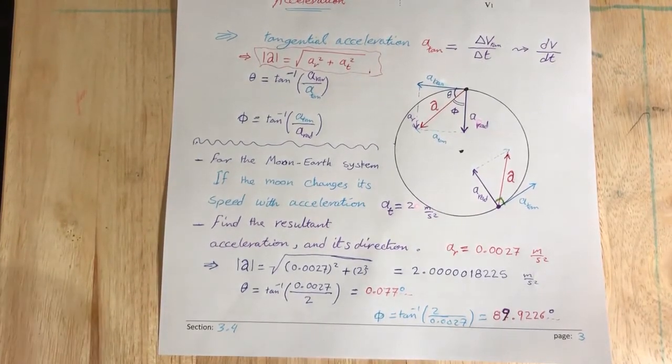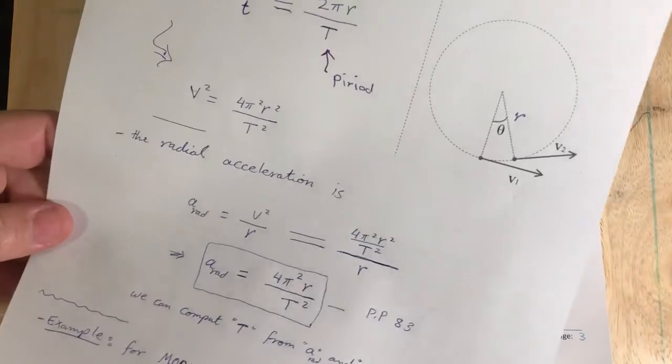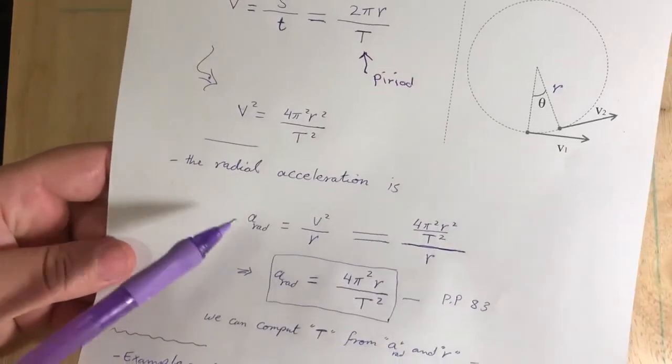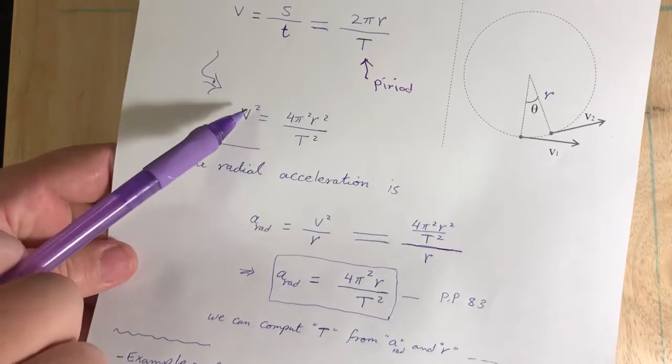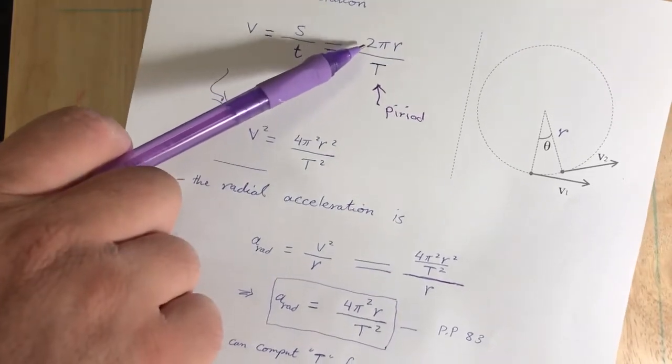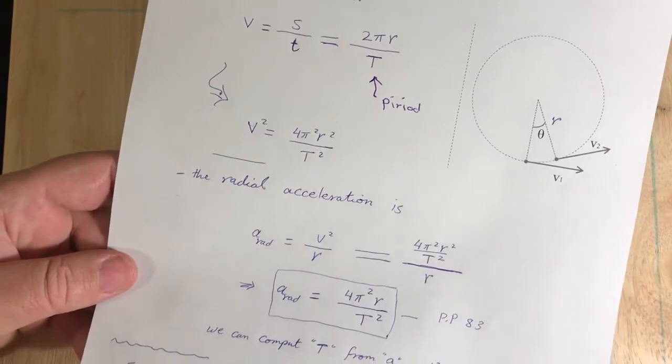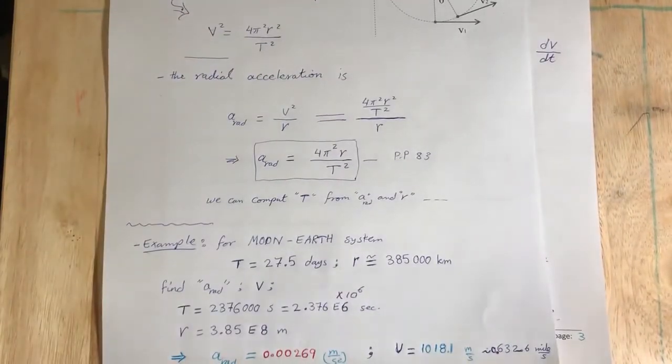We have the most formulas. A radial is equal to V square over R. Also the velocity, we can find it using 2 pi R over T. And we will solve another examples.